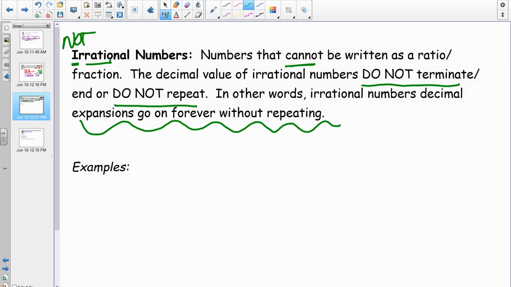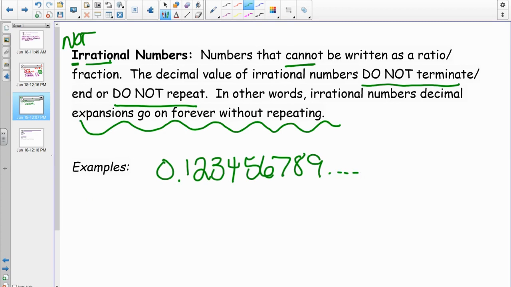So for example, we could look at 0.123456789. Notice nothing is continuously repeating.